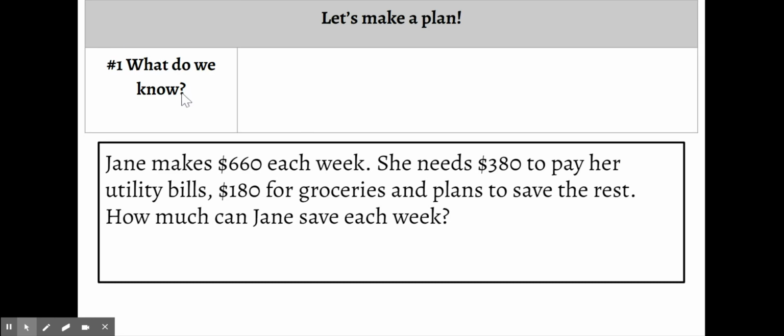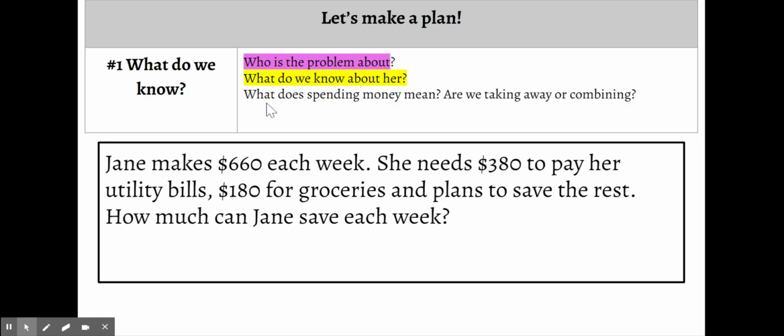So first, what do we know? Who is the problem about? What do we know about her? And your little hint, what does spending money mean? Are we taking away or are we combining? So first, who is this problem about? We know that it has to be about Jane. What do we know about her?